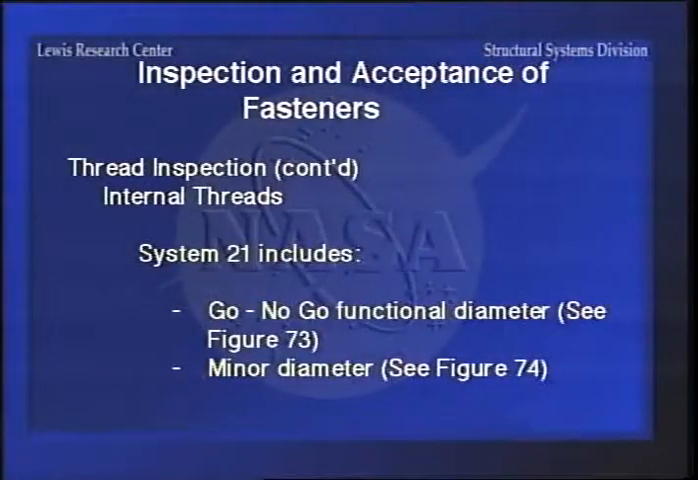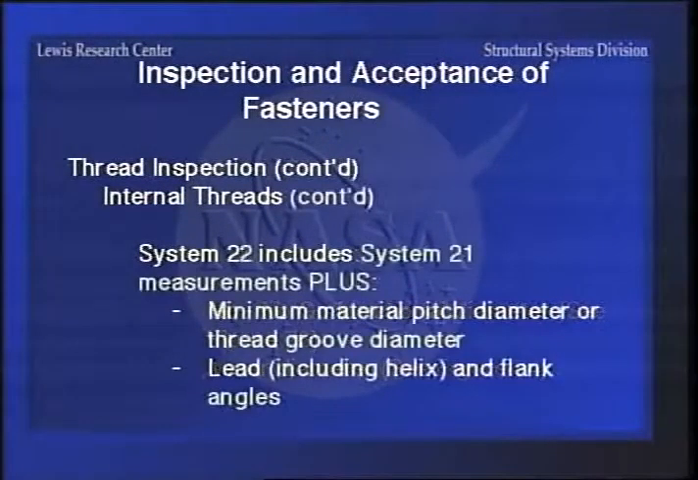Now for internal threads, you have the go, no-go, and the minor diameter. And that's about all that's usually checked. The go, no-go gauge, one end fits, the other one doesn't. And then with the minor diameter, you use a regular plug to slip in to check to see if it is okay. Then you move to the System 22.